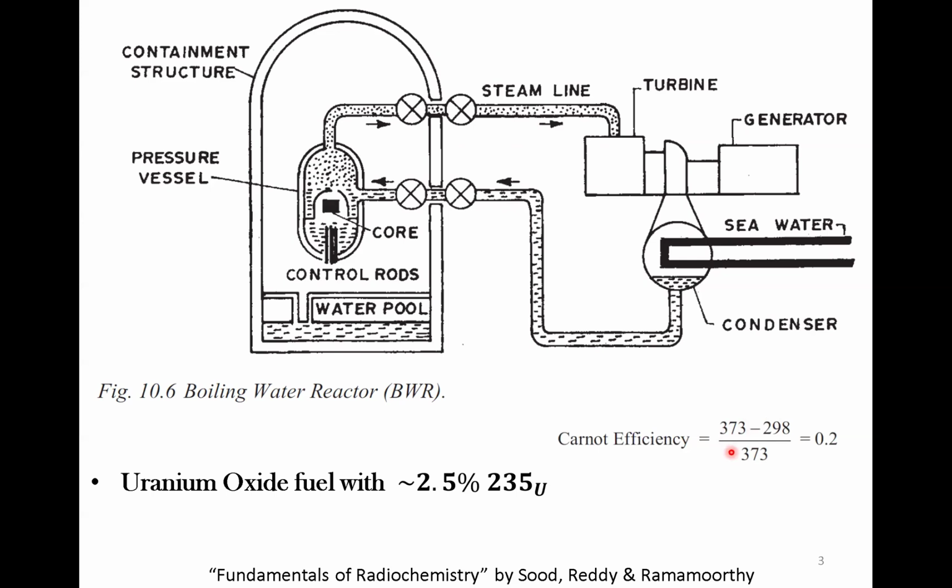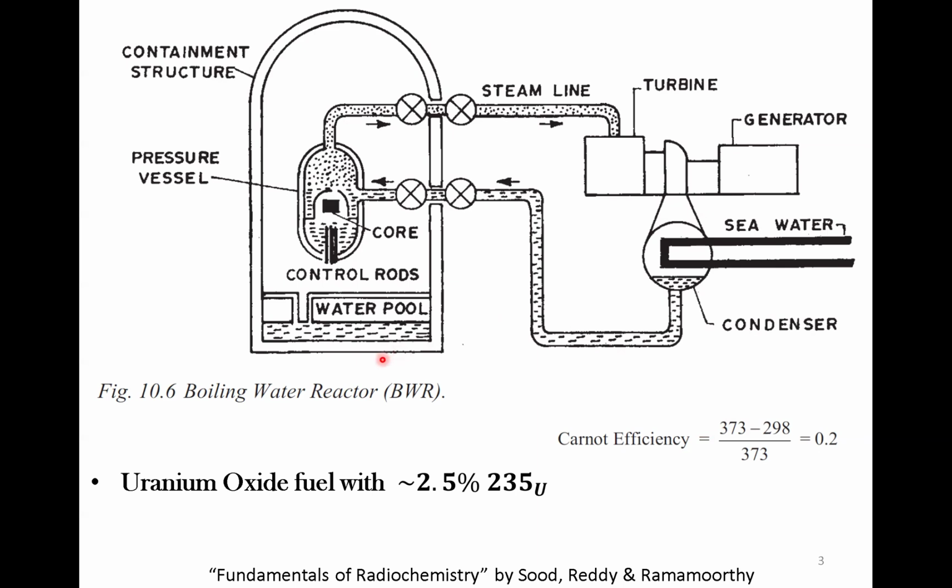So the higher the temperature of the steam available to you, the greater the Carnot efficiency. If you have steam at only 373 Kelvin, your Carnot efficiency is very low. So the goal is to have rather high temperature steam, which does not corrode the turbine a lot. So a lot of engineering and metallurgical studies also go into the design of these systems.